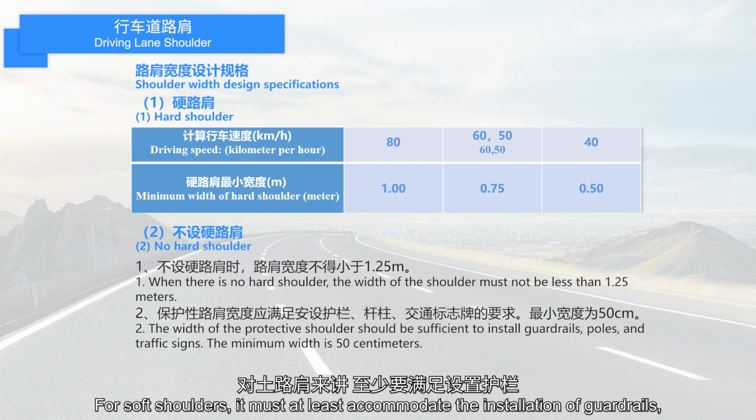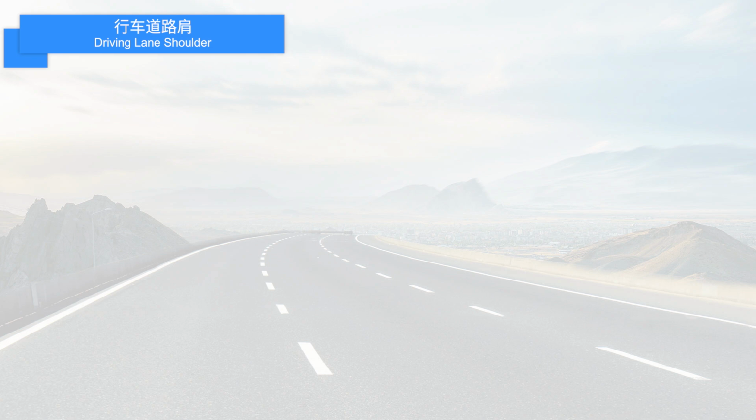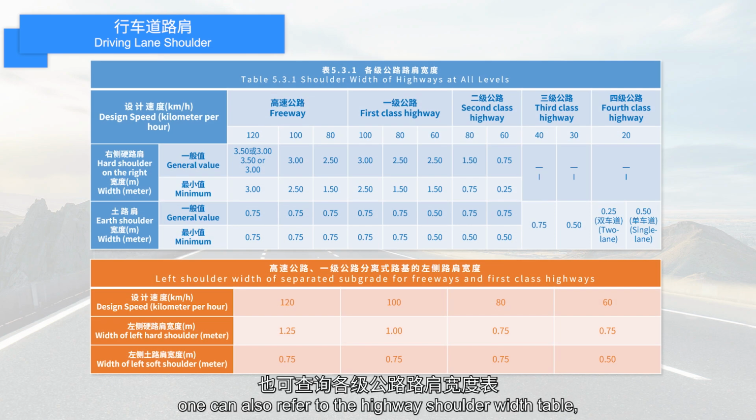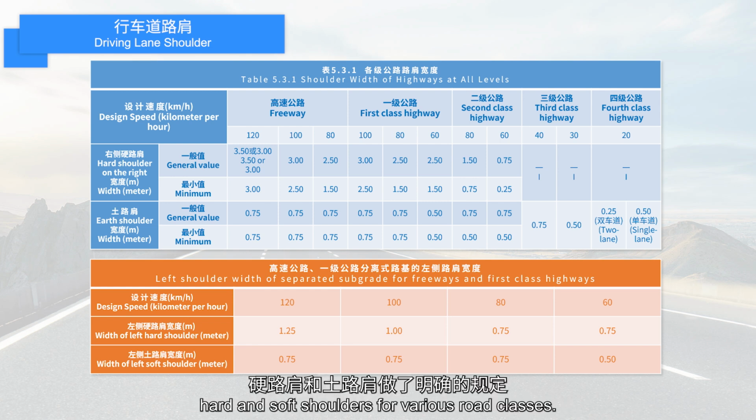For soft shoulders, it must at least accommodate the installation of guardrails, poles, and traffic signs, with a typical width of 50 centimeters. In the process of designing shoulder width, one can also refer to the Highway Shoulder Width Table, which clearly stipulates the requirements for hard and soft shoulders for various road classes.